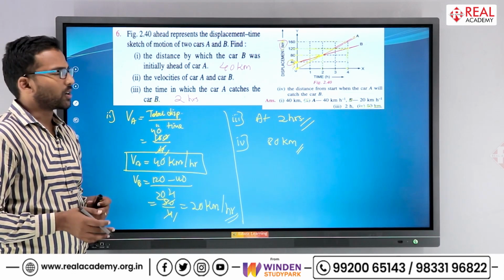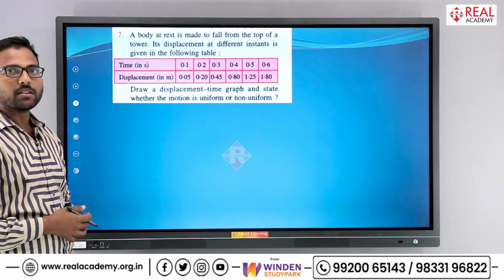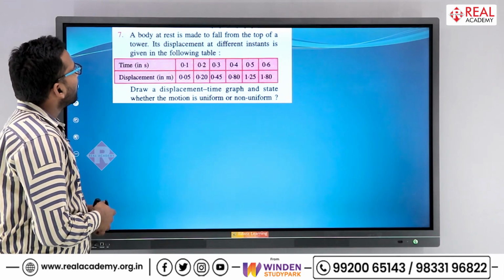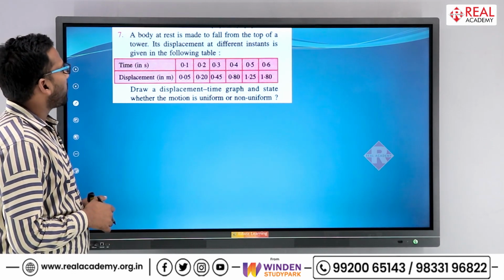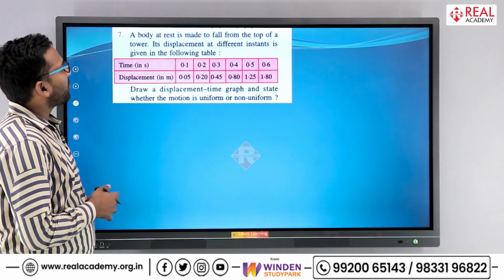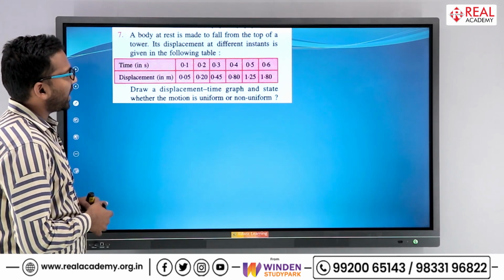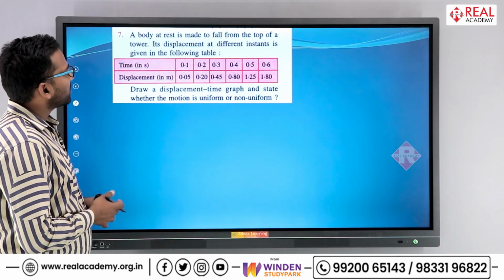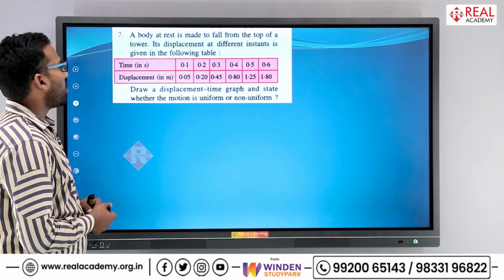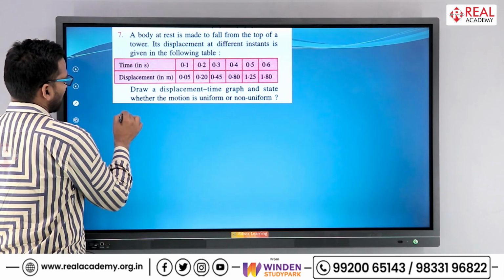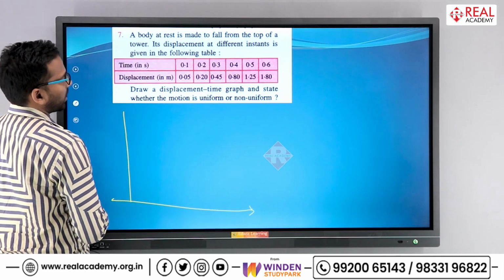Understood? Okay, let's go to the next question, that is question number 7. A body at rest is made to fall from the top of a tower. The displacement at different instants is given below. Draw a displacement time graph and state whether the motion is uniform or non-uniform. So let us draw the graph.